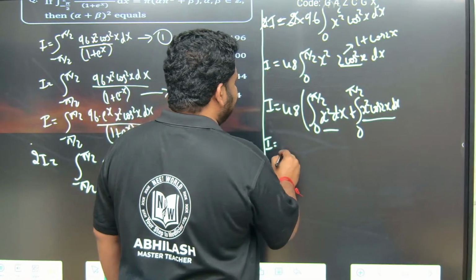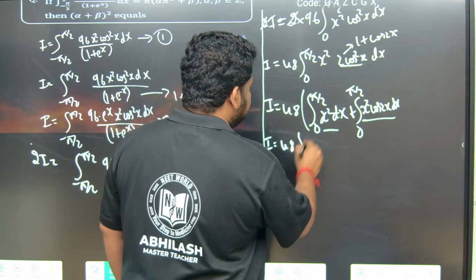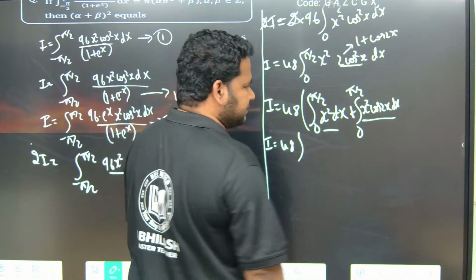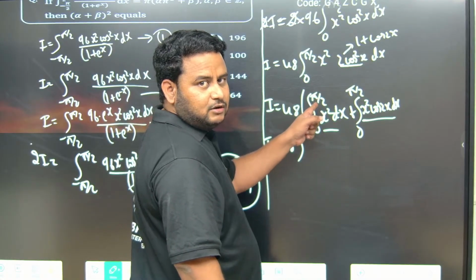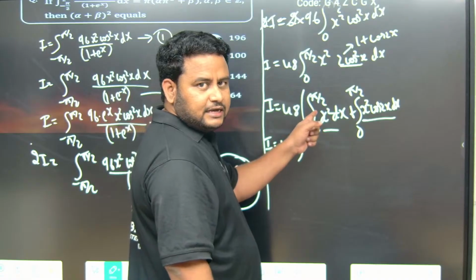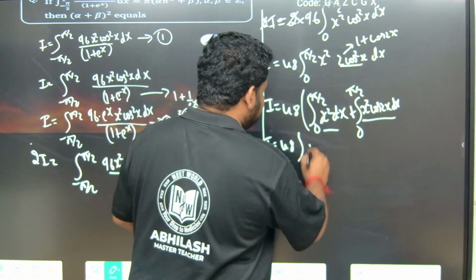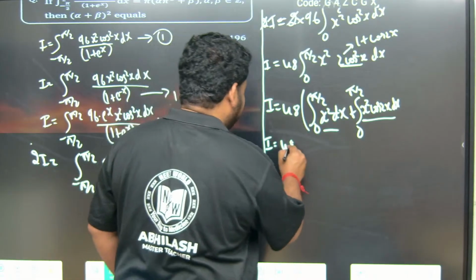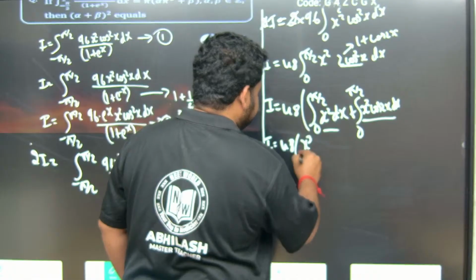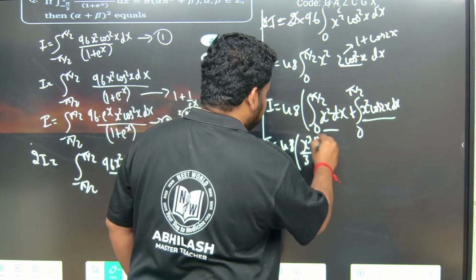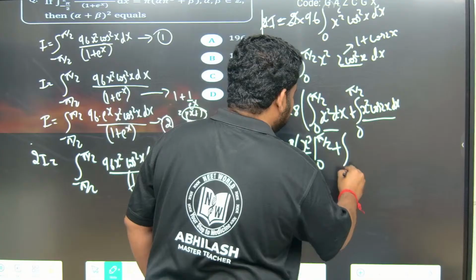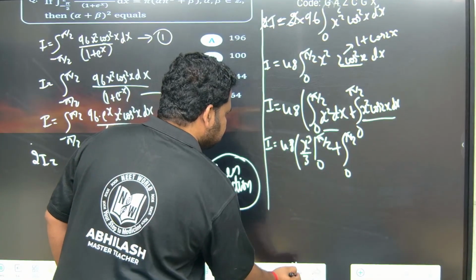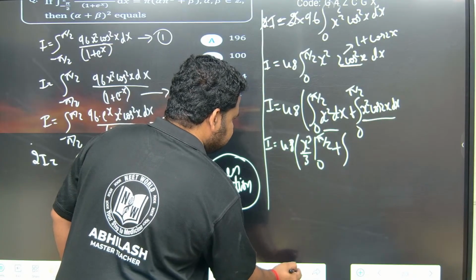Now see here, I is equal to 48 times, x square is nothing but x cube by 3. So if I put x cube by 3, with pi by 2 as the upper limit, this will become 48 into x cube by 3, 0 to pi by 2, plus integral of 0 to pi by 2. Let me apply the integral here.